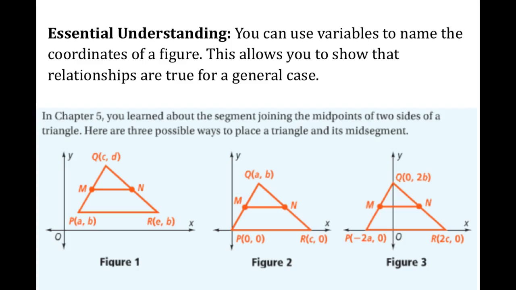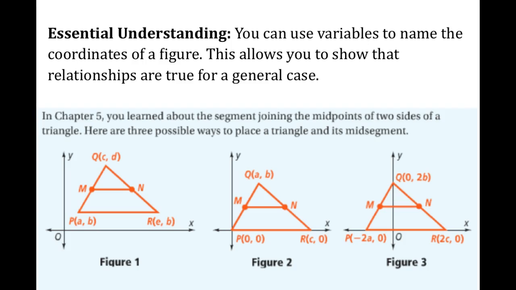We see a mid-segment that goes through it as well. If you remember mid-segments, there's a few properties, such as they're half the length of the side they're parallel to, and they're parallel to a side. And so here you can see this triangle is placed in 3 different locations. In this first location, every single point has a different letter for each value, except for down here on the bottom, P and R. P is the values A and B, R is the values E and B, and Q is the values C and D.